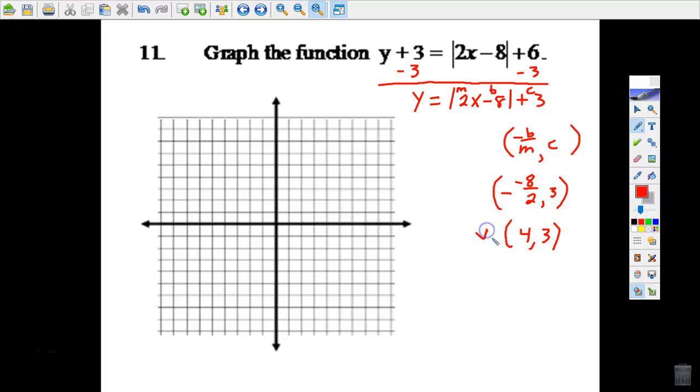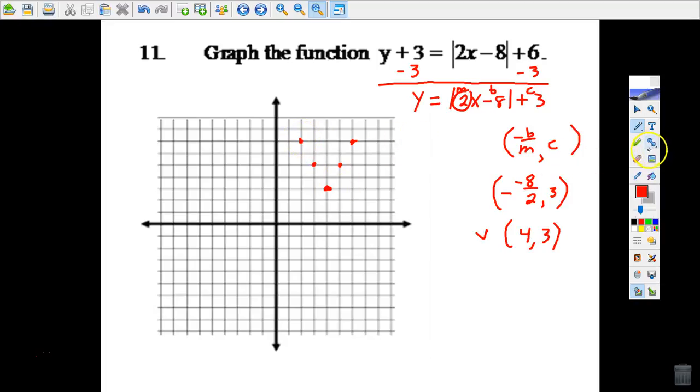So this is my vertex of the V. (4, 3). Okay, now another part of this V is looking at the number in front of x, the slope. And there's actually two lines branching out from this vertex, so we actually are going to count two slopes, really. One positive, positive 2, and negative 2.